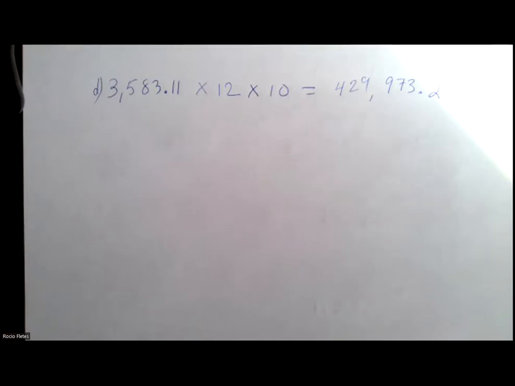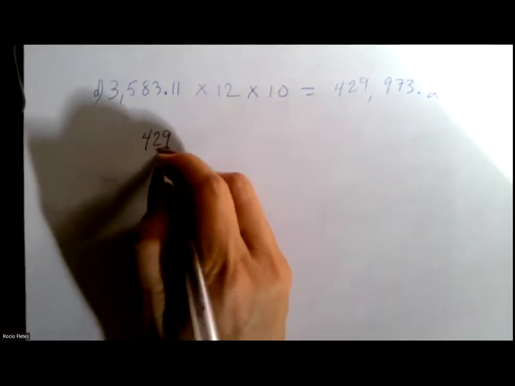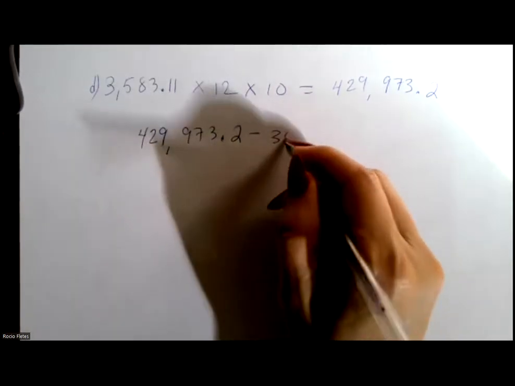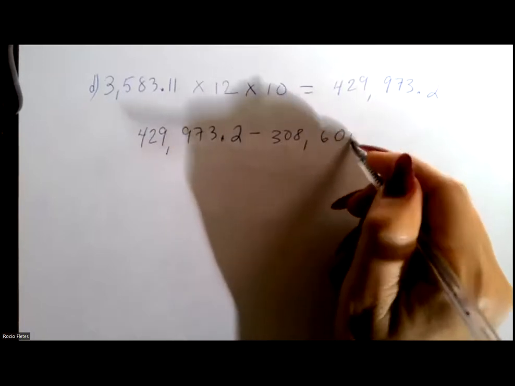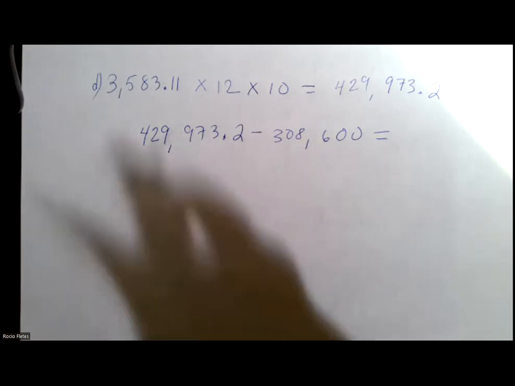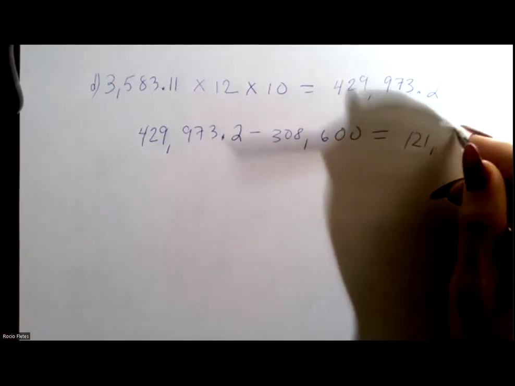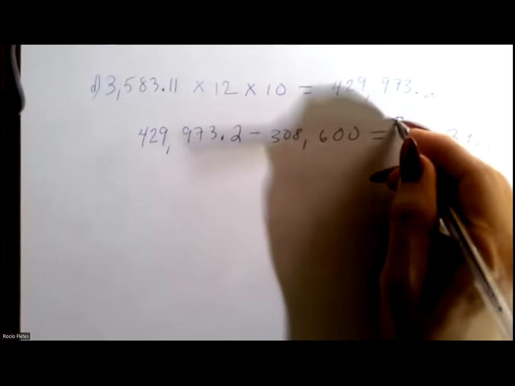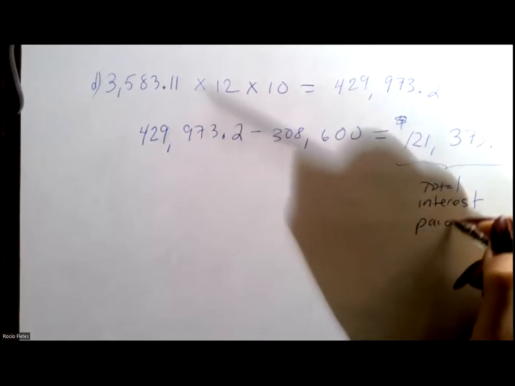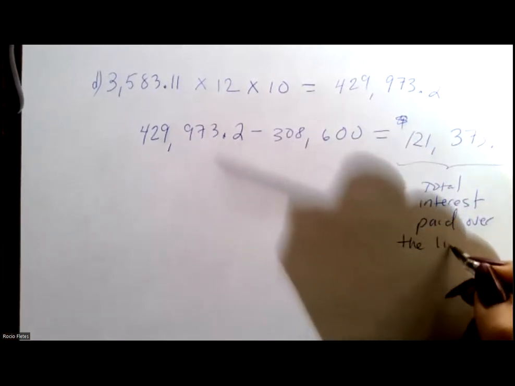That's the total amount paid. And we're going to subtract the principal. Remember, the principal was including the closing costs. If you subtract the 308,600, you get the interest. So anything above the principal will be considered interest. And that's 121,373.2. This is the total interest paid over the life of the loan.